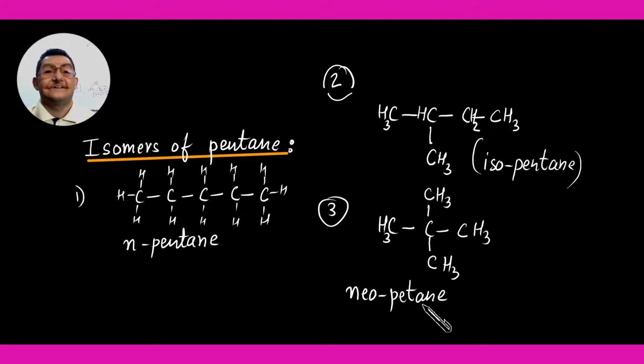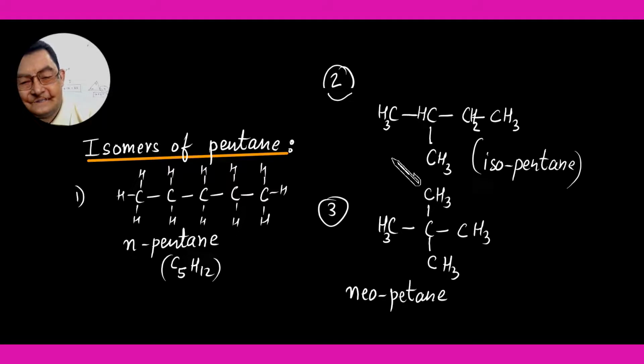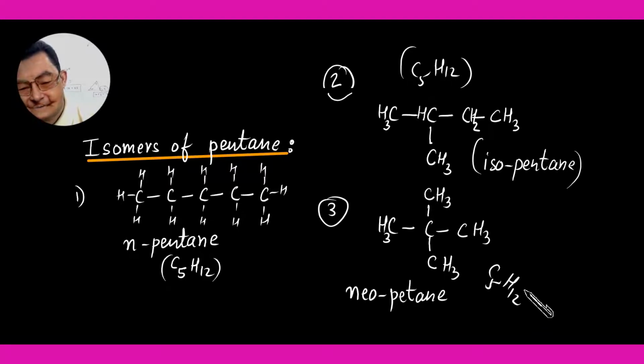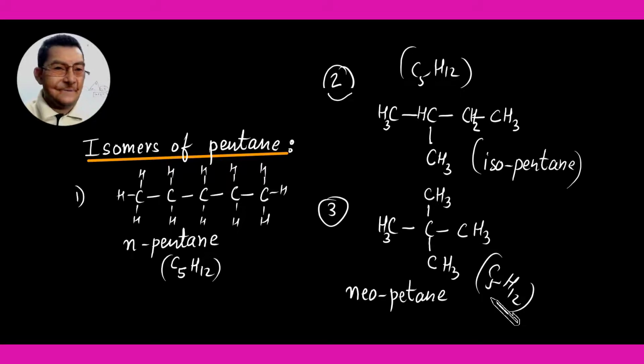So here we have got 3 isomers. If you see their molecular formula, the first one is C5H12. Even this one is C5H12. This is also C5H12. So all 3 of them have the same molecular formula, but their structural formula is entirely different. Here, the carbon chain is of 5 carbons. Here, the carbon chain is of 4 carbons, with 1 branch. This one has a carbon chain of 3 carbons and 2 branches, 1 up and 1 down.